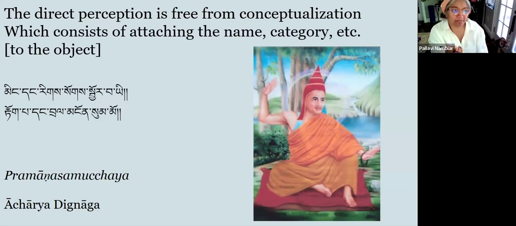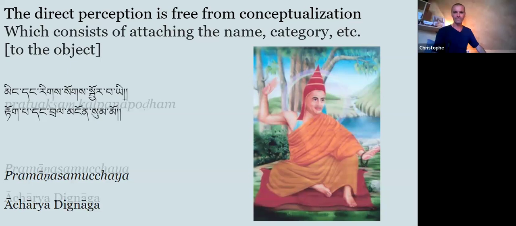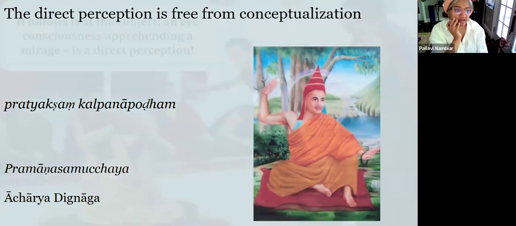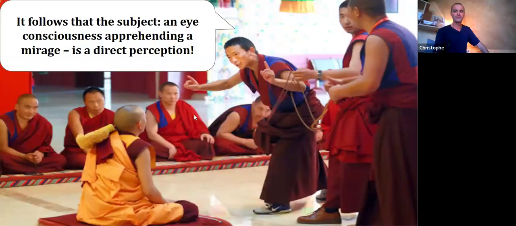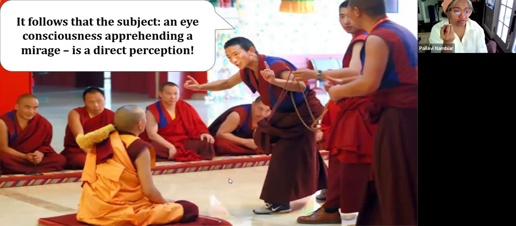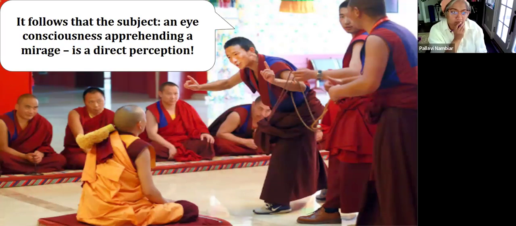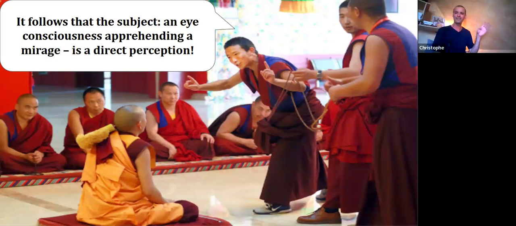So in this example of a mirage, you cannot be free from conceptualization, because if you are apprehending a mirage, you have associated so many names and categories to the direct perception. But still, here the subject is an I consciousness. Can an I consciousness conceptualize? No, not for the Buddhist schools. For the Vaisheshikas, for instance, in the non-Buddhist schools, some would accept conceptual sense cognitions, but in the Buddhist schools, nobody accepts that.